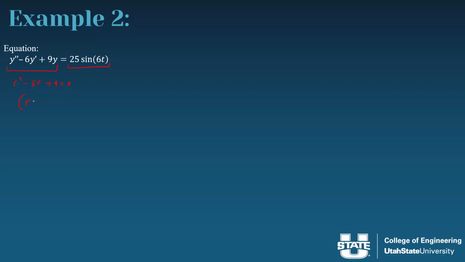A repeated root of 3, yes, exactly. So our roots are going to be 3, 3. I just write this long form to remind myself. So y homogeneous is going to be of the form a e to the 3t. Does anybody want to venture a guess on what our next component is going to be, given that we have repeated roots?